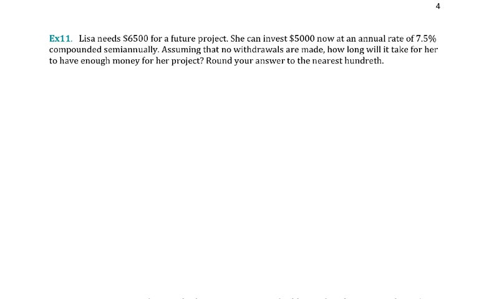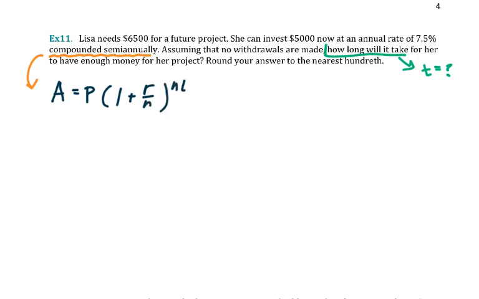So what do we know and what do we have? And what are we being asked to find? We're being asked to find how long it will take. So that means t is going to be our unknown. So we need to find t. We have two formulas we can use. We need to determine which formula. Because this says compounded semi-annually, that lets me know I'm going to use A equals P times 1 plus r over n to the nt.